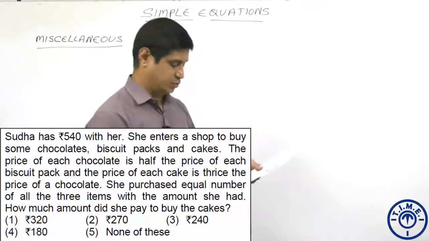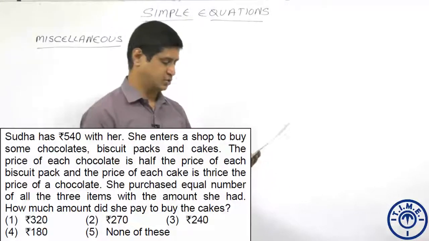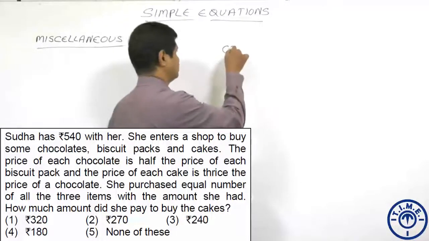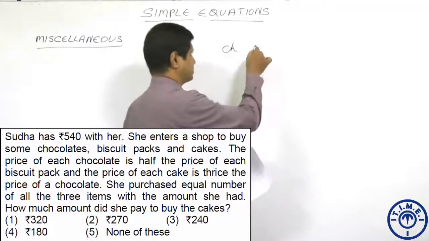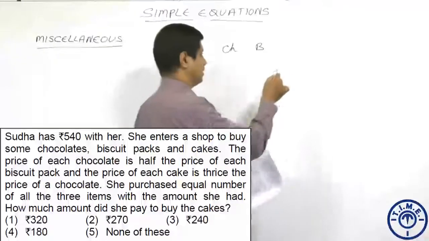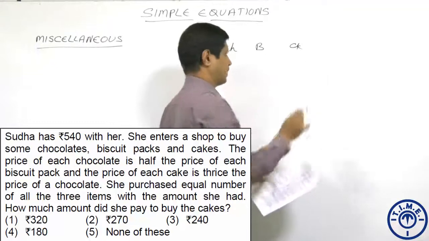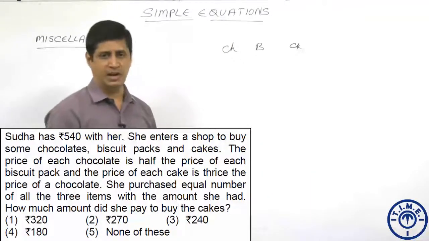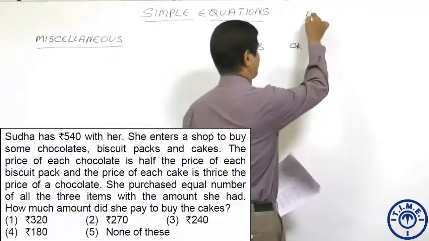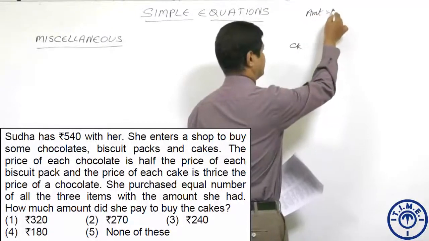Now, 3 items. What are the 3 items here? The first one is a chocolate, so I am representing it with CH, the next one is a biscuit pack B, and the other one is cakes, which I am taking as CK. Now, what is the total amount she had initially? Initially, the total amount she had is 540.